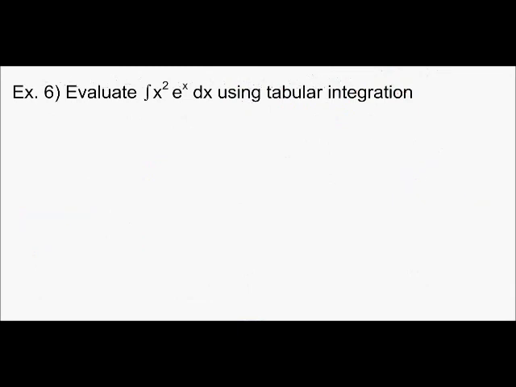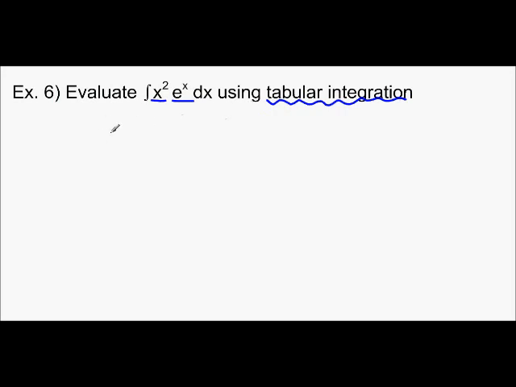Example 6. We're going to evaluate this function using tabular integration. Tabular integration is pretty awesome, I think, and you'll like it too. So this is something that you can use when one of these two functions will go to 0. So if you were to take the derivative over and over and over and you get a 0, you can use tabular integration. Basically, for a polynomial.